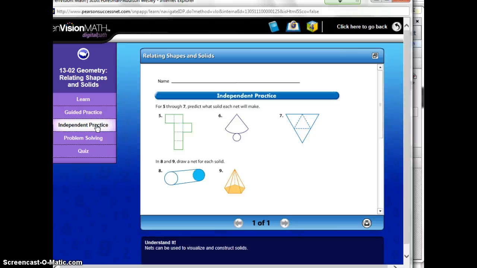What kind of a pyramid? Good job. Its base will be a... What shape is this in the center? This shape right here in the middle? A triangle. So it's a triangular pyramid. All of these dotted lines will fold up and they'll all hit a point, one vertex.